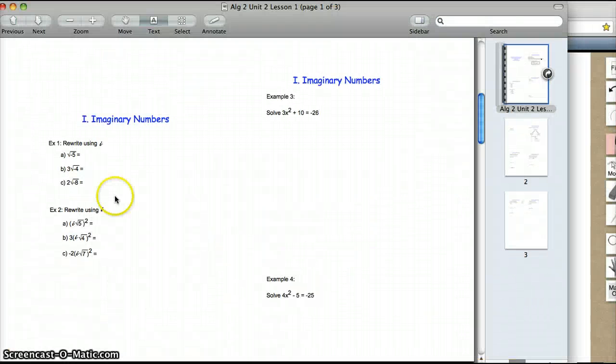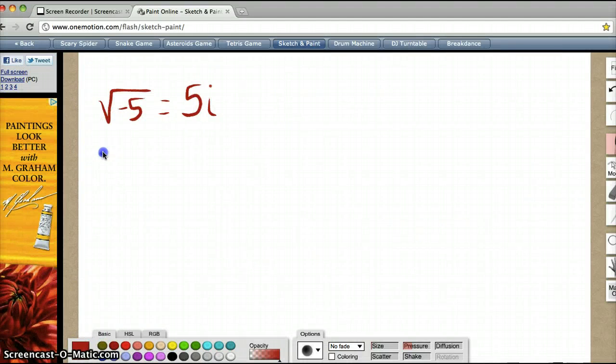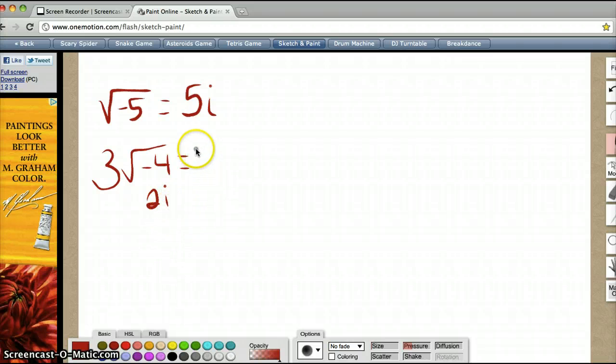Let's look at the second example. It says 3 square root of a negative 4. So 3 square root of a negative 4. Now, the square root of a negative 4 becomes 2i, because the square root of 4 is 2, and then it's a negative, so it becomes i. So it becomes 3 times 2i, which is just 6i.